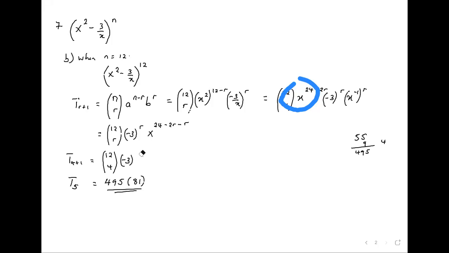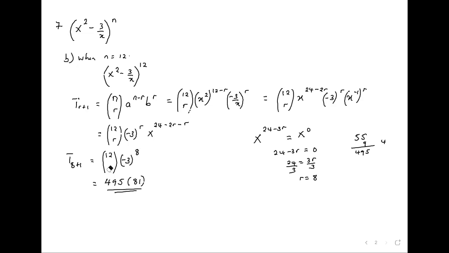Okay, so let's go back. We need to get x to the power 24 minus 3r to be equal to x power 0. So it is 24 minus 3r, which is equal to 0. So 24 is equal to 3r, divide by 3, divide by 3, so r is equal to 8. Okay, so it's not T4, but T(8+1). So here we'll have 8, and inside here, we'll have 8 as our r.